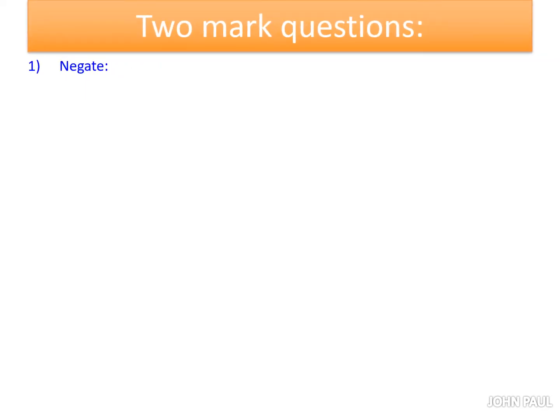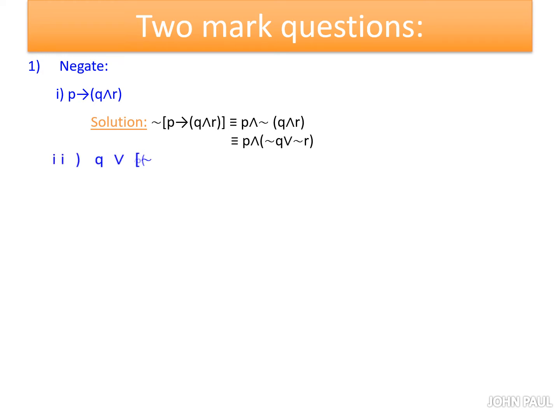We want to negate the following. The negation of the given condition: P conditional Q and R. Solution: find the negation for this. To solve this, we want to know the conditions which we have already seen in the previous video and the previous slide also.